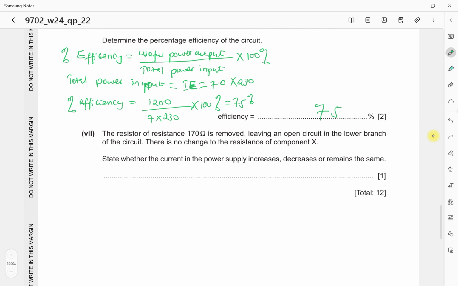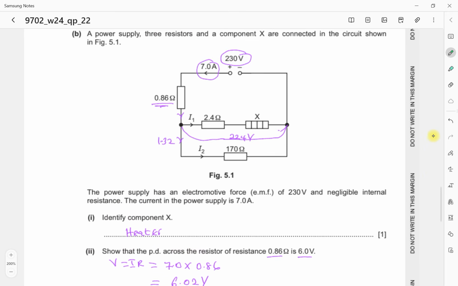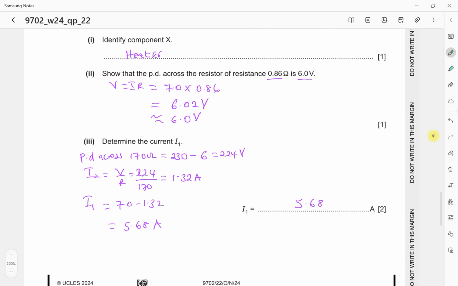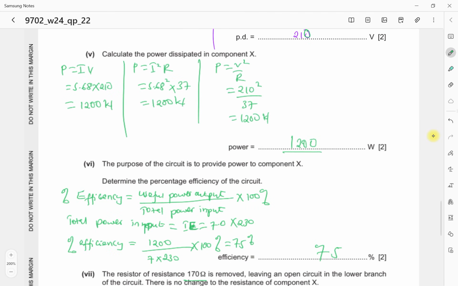The resistor of resistance 170 ohms is removed, leaving an open circuit. So the lower resistance is removed, leaving an open circuit. That means the only resistance we have is X, which was 37, and then we have 2.4. So the total resistance has increased, because the resistance in parallel reduces total resistance. Now total resistance has increased, which means the total current must decrease.